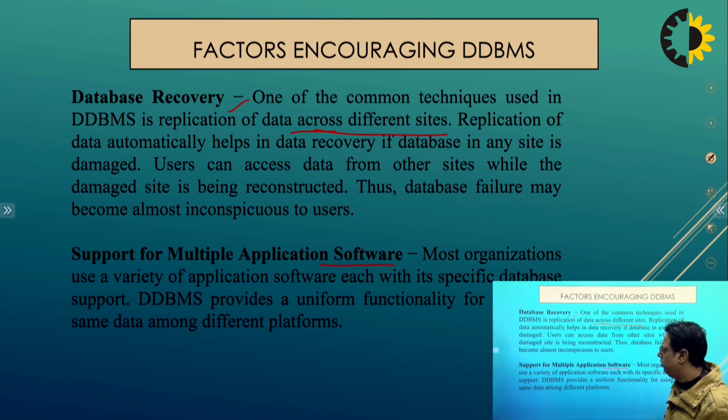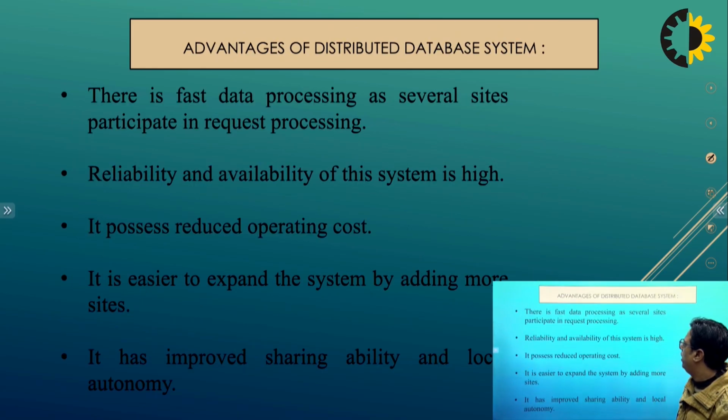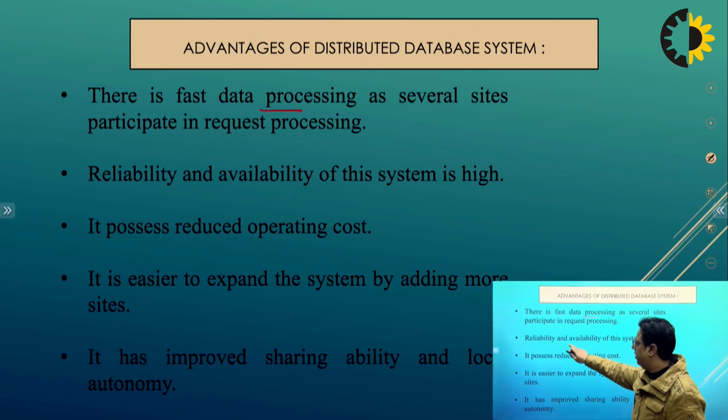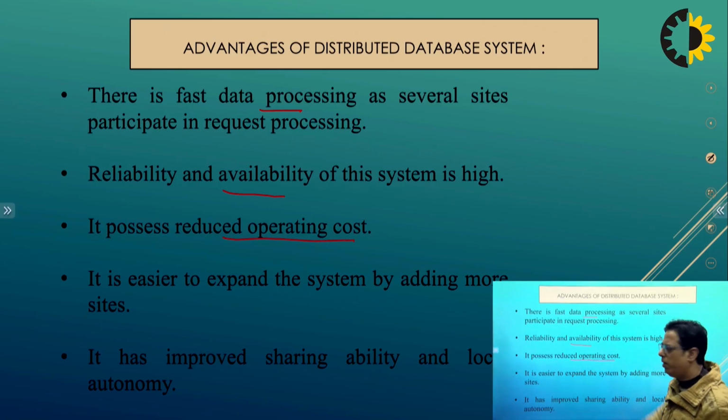Most organizations use a variety of application software, each with its specific database support. A DBMS provides uniform functionality for using the same data among different platforms. Advantages of the DBMS: fast, reliable and available data anytime, and reduced operating cost. It is easier to expand the system by adding more sites, meaning scalability, and it has improved sharing ability and local autonomy.